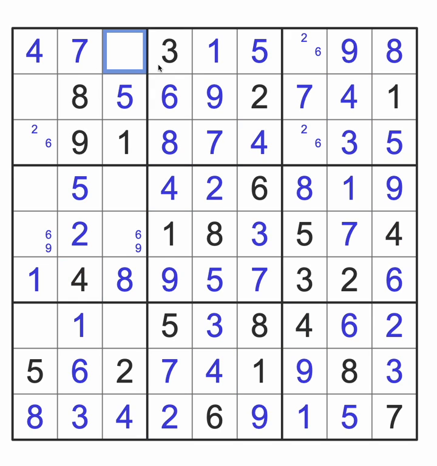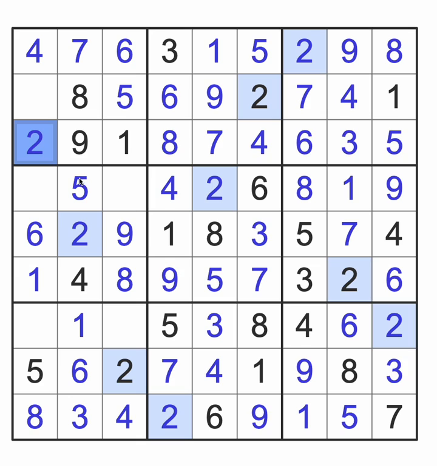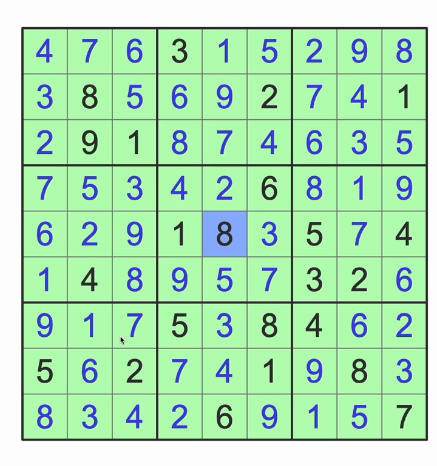Now this will be 2 or 6. 2 gives me 6, 2, 6. And that gives me 9, 6, 2. This will be 3. That gives me 3 here. 7, 9, and 7. Okay, here it is.